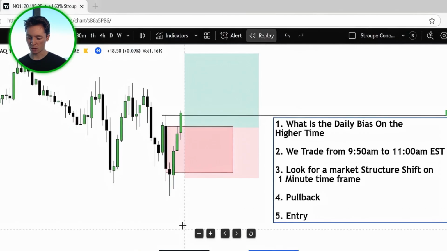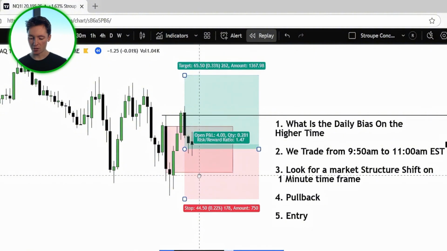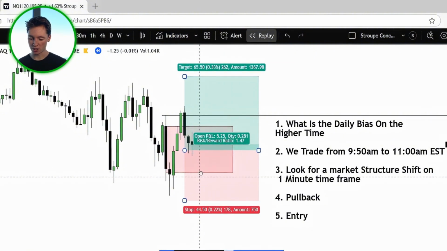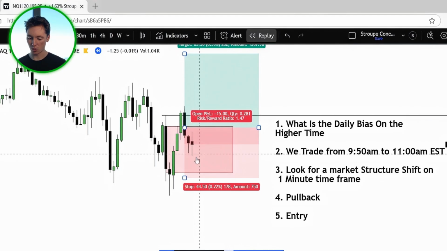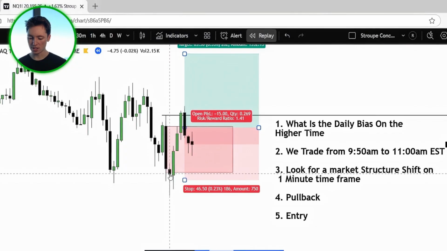We look for a pullback. So we wait, price comes in. To go out and get a higher risk to reward, you could draw a Fibonacci and do it at the 50% mark, or enter in right when it taps into it. And then stop loss just 5 to 10 points outside of the zone, or this last candle right here that finished bearish that closed near that open.